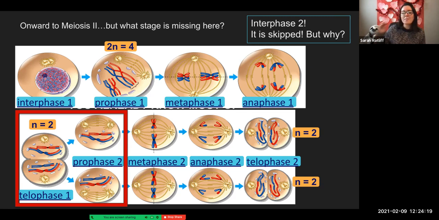So the main reason, let's see what we have to say. Because our cells are already prepared, we didn't need to multiply DNA since we're not making identical copies. We already did interphase. I mean, we're doing twice of everything. Why wouldn't we just do twice of interphase?